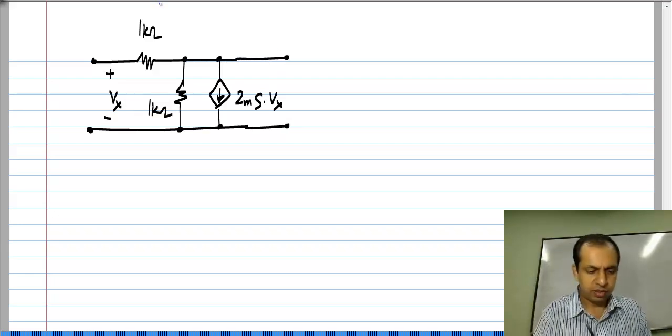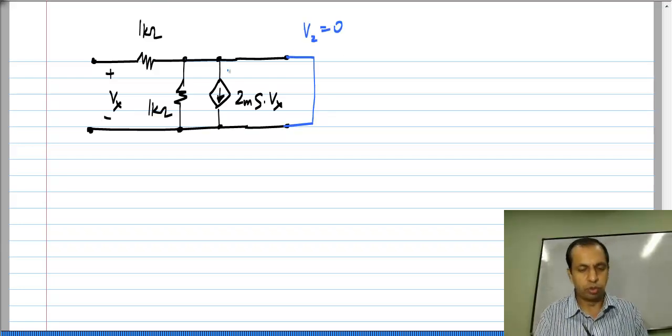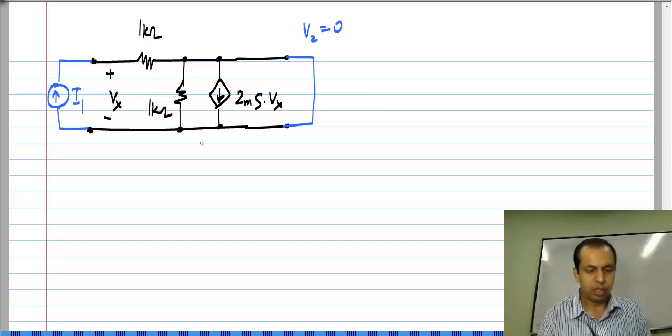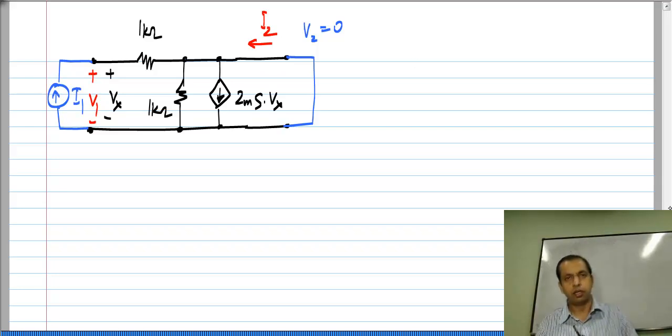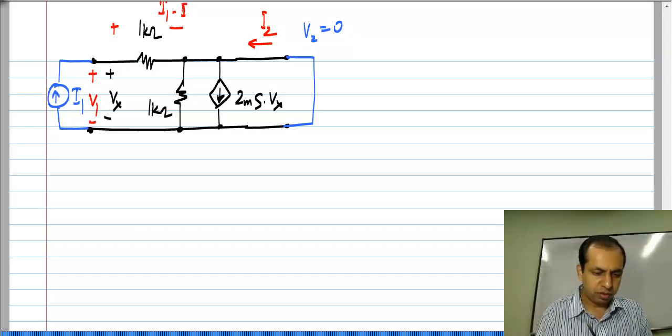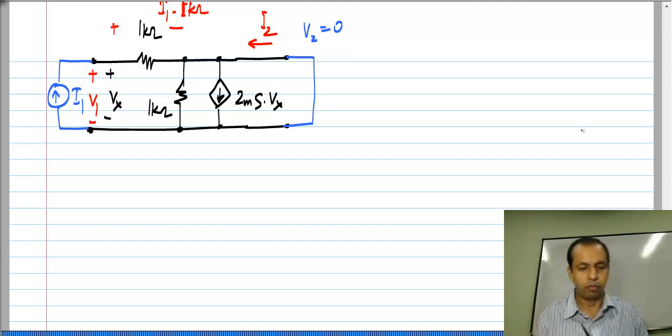And for the first case, we set V2 equal to 0, or short circuit port 2, apply a current I1, and we want to find this voltage V1 and that current I2. Okay. So, how do we do this? First of all, this I1 simply flows through this 1 kilo ohm. So, across this we have I1 times 1 kilo ohm.